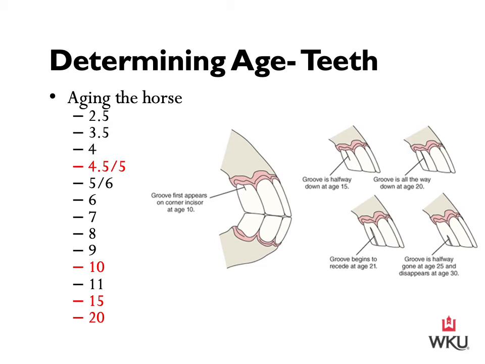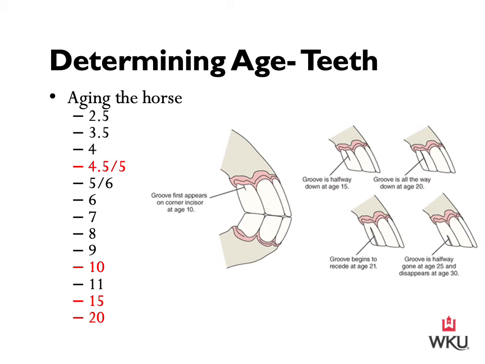At the age of 7, there is a hook that begins to appear on the top corner incisors. However, horses also get a hook at the age of 11, so it's important to look at the slope and angle of the horse's teeth to determine the difference between one that is 7 and 11 based upon this hook that appears on the top corner incisors. A horse at the age of 7 should have teeth that are fairly upright, and also at 7 years, the tables will be oval in shape.